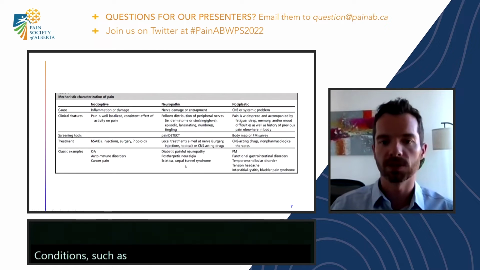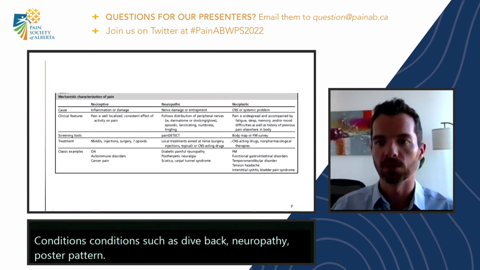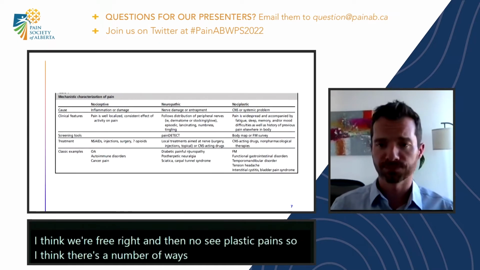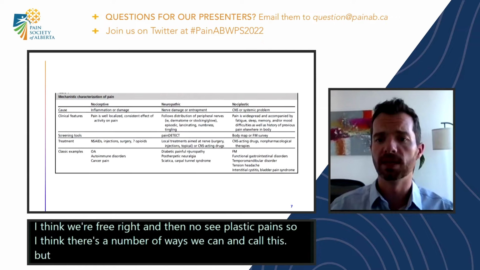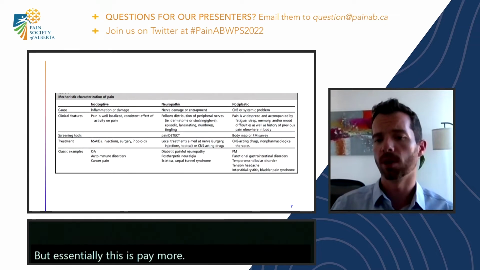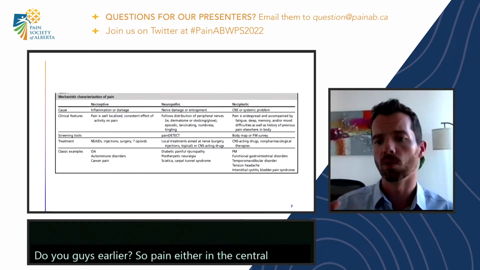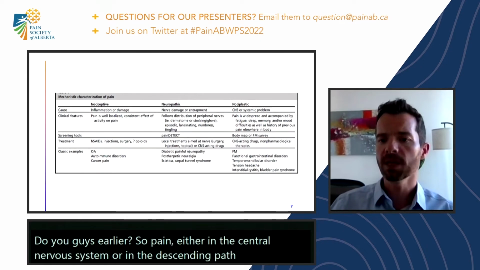Conditions such as diabetic neuropathy, postherpetic neuralgia, I think we're familiar with. And then nociplastic pain. So I think there's a number of ways that we can call this, but essentially this is pain more in the central part of that pathway I showed you guys earlier. So pain either in the central nervous system or in the descending pathways. And this pain is different.